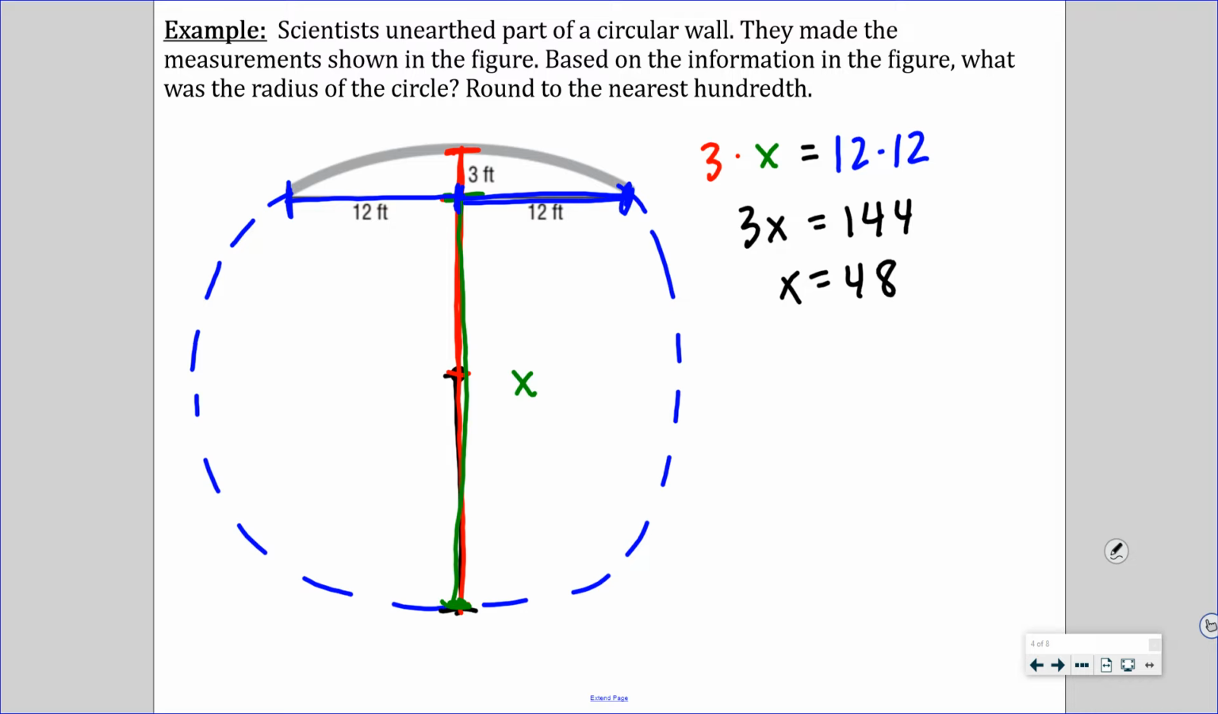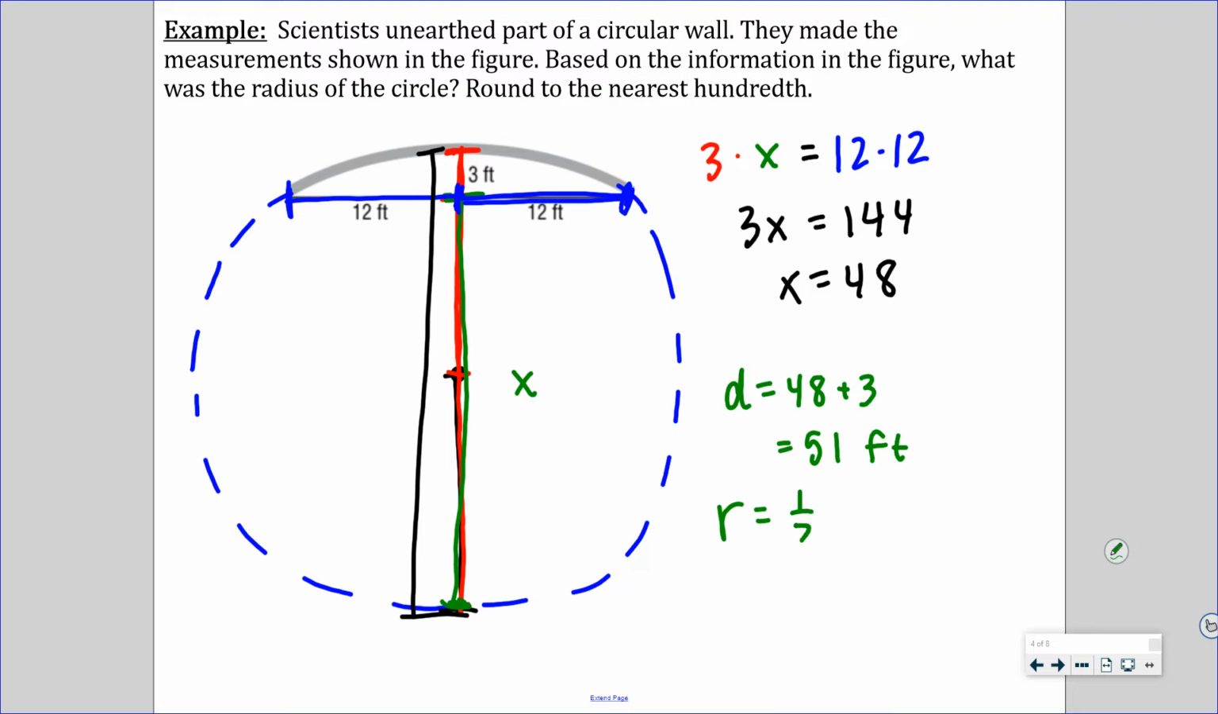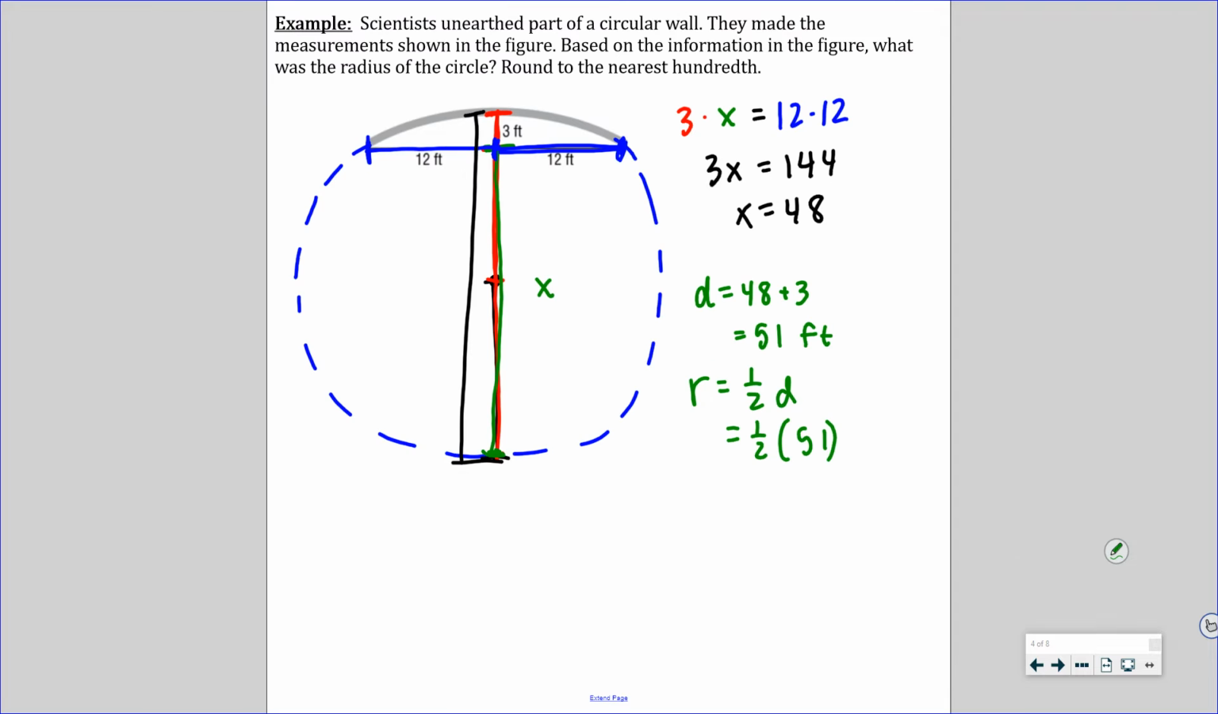Malik? 48 plus 3 divided by 2. Good. 48 plus 3 would give me the whole diameter, right? The diameter is 48 plus 3. So the diameter is 51 feet. And then he said divide that by 2 because I know my radius is just half my diameter. So divided by 2 or times by a half. Math is the same. 25 and a half feet. Good job, Noah.